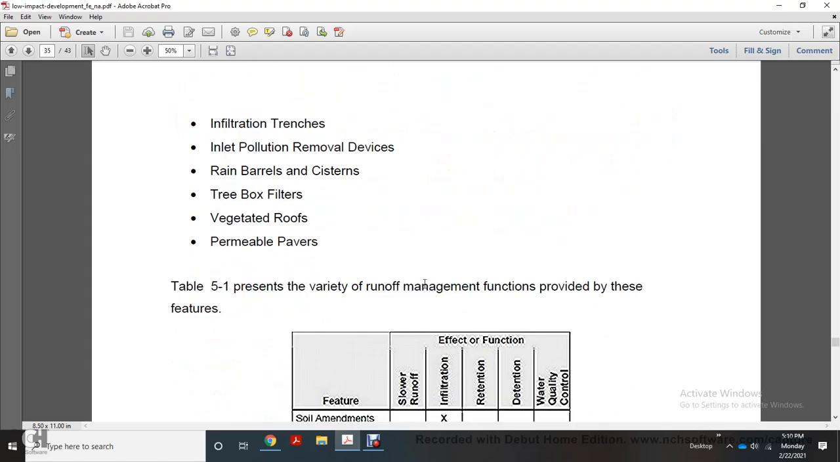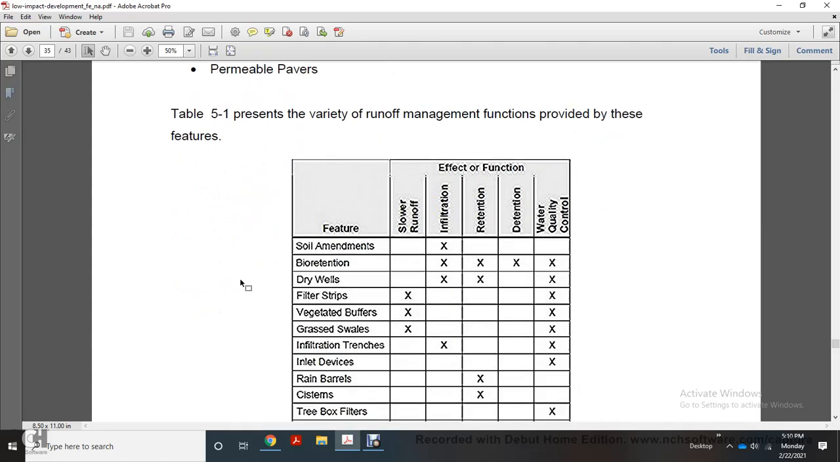Table 5.1 presents runoff management functions provided by these features. It shows the features and the effects of slowing runoff, infiltration, retention, detention, and water quality control.